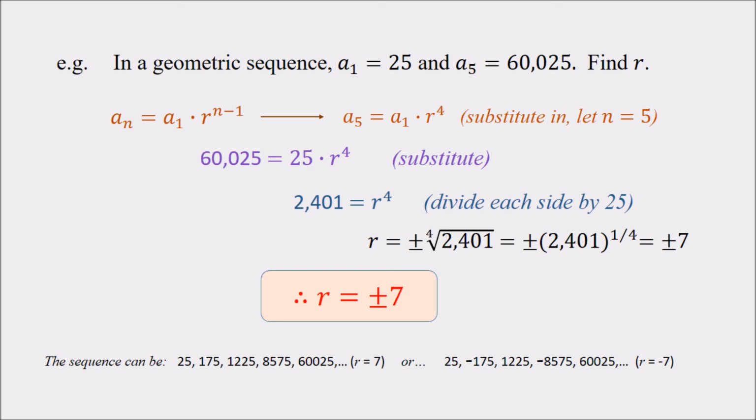However, if you look to the right, when r is -7, and if a sub 1 is still positive 25, then when I multiply 25 by -7, I get -175. Multiplying by -7 again gives me positive 1225, then -8575, then positive 60,025. So my fifth term is still positive 60,025 as required by the givens. Values of r, either 7 or -7, are valid.